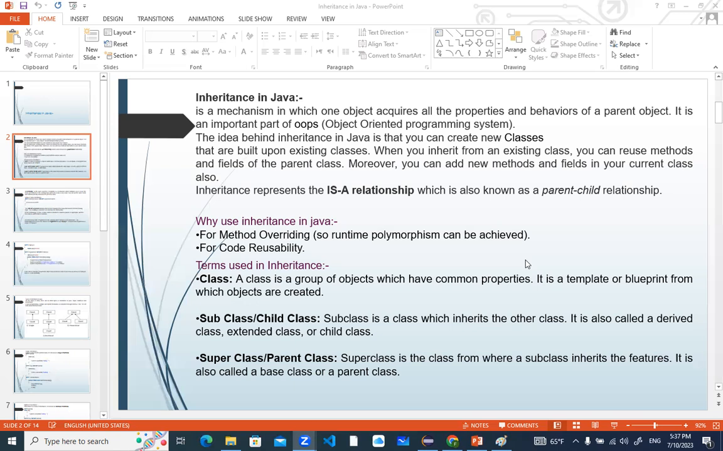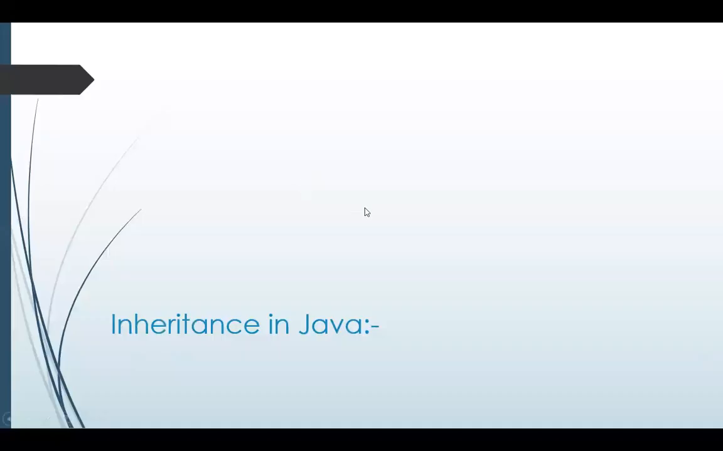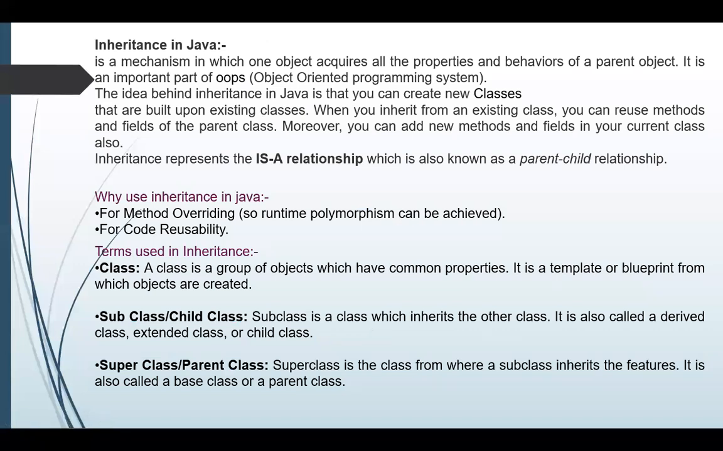Now, inheritance, according to the definition, is what? Let me make it full screen size. Okay, that's good. Inheritance is a mechanism which acquires all the properties and behavior of the object from their parent class. What is a parent class? We will see. The idea behind inheritance is creating a new class from an already existing class.